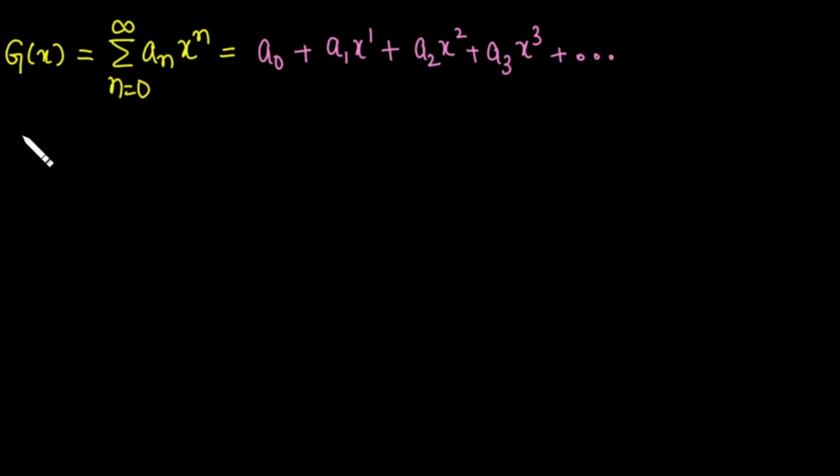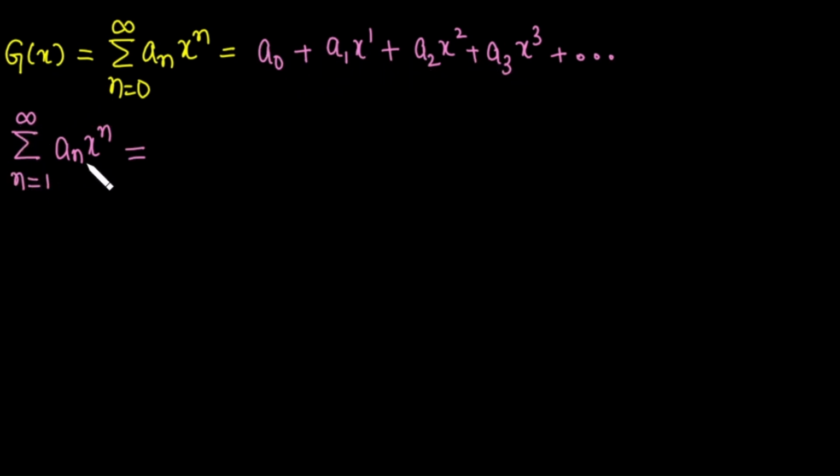Now suppose we have the summation of this form: n starts from 1 to infinity a_n x raised to power n. What is the value of this in terms of g(x)? Whether this is equal to this series or not.